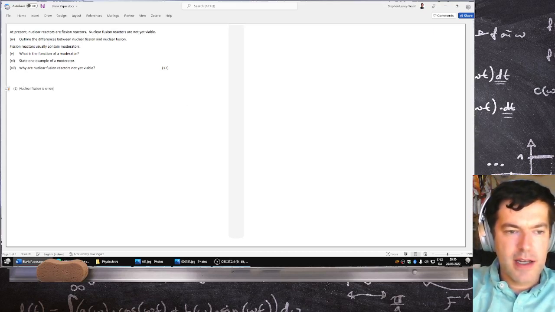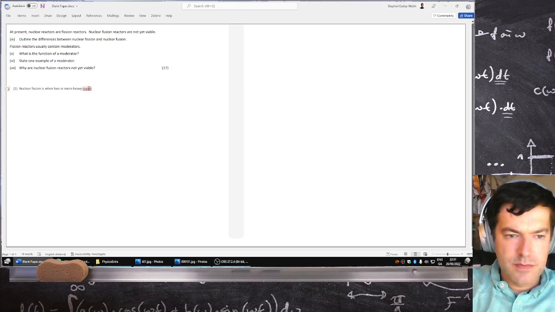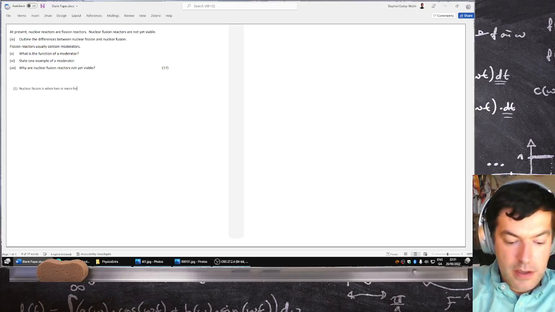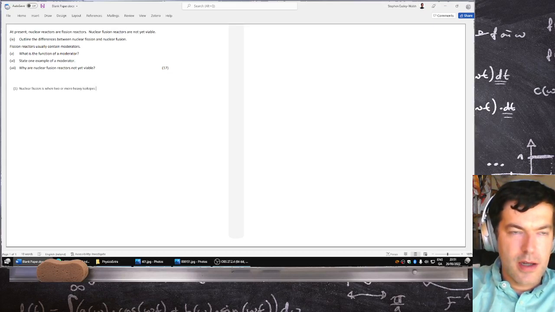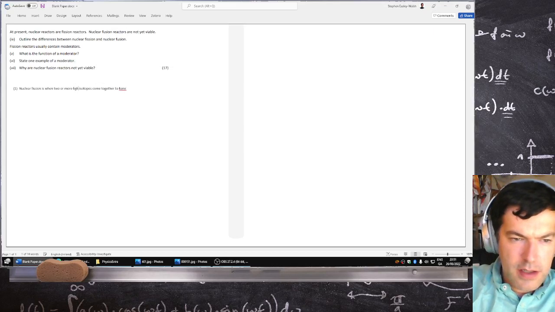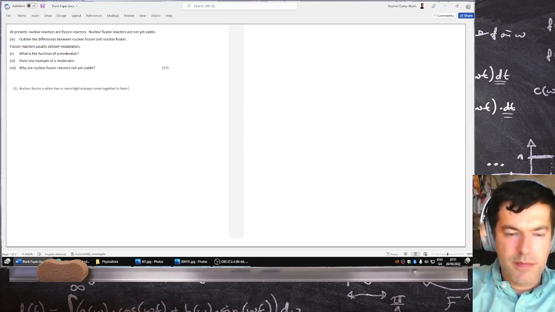Nuclear fission is when 2 or more heavy nuclei come together to form a heavier nuclei, or maybe I should say isotope actually. Heavy isotopes come together to... Nuclear fission is when 2 or more light isotopes come together to form a heavier isotope, and energy is released in the process.